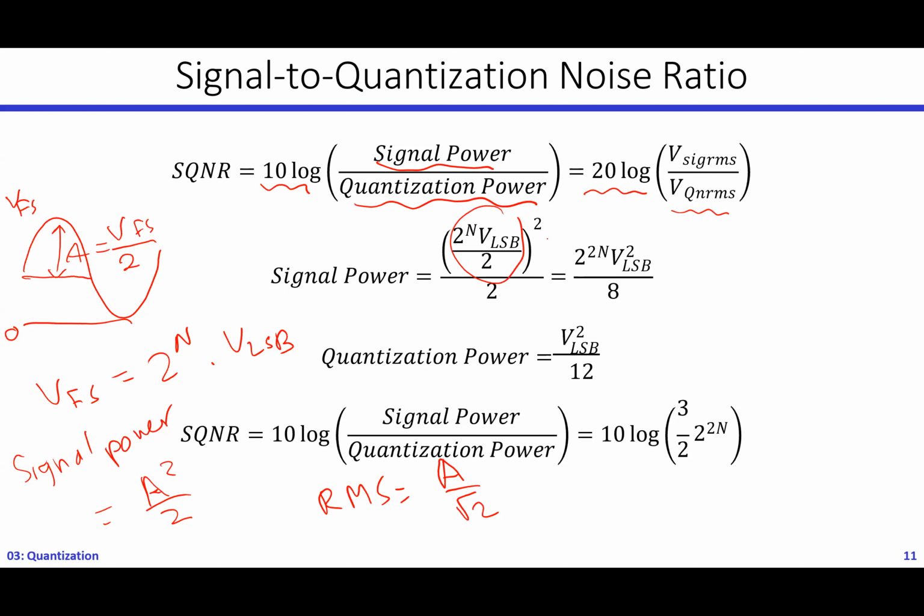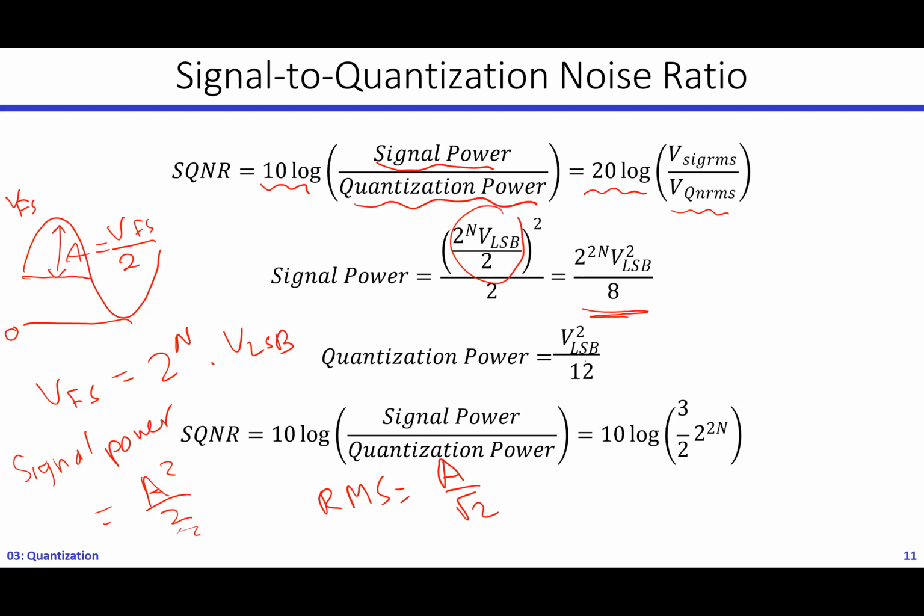And therefore, if I plug in here the signal power, A, which is 2 to the power n multiplied by V LSB divided by 2, the divided by 2 that I brought from here, so now this is my signal power.